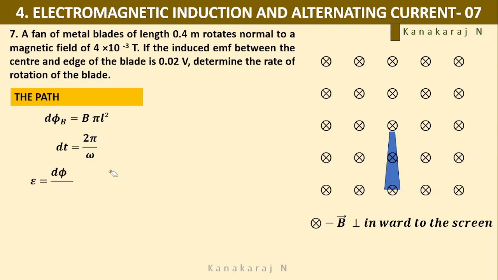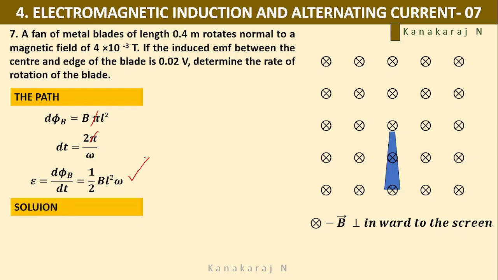Now ε equals dφ/dt. That is, you divide equation 1 by equation 2. Once you divide, the π cancels, and ω goes to the numerator. You get the formula ε = ½BL²ω.